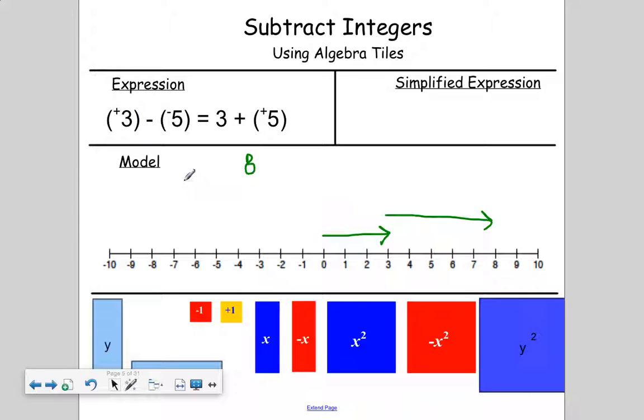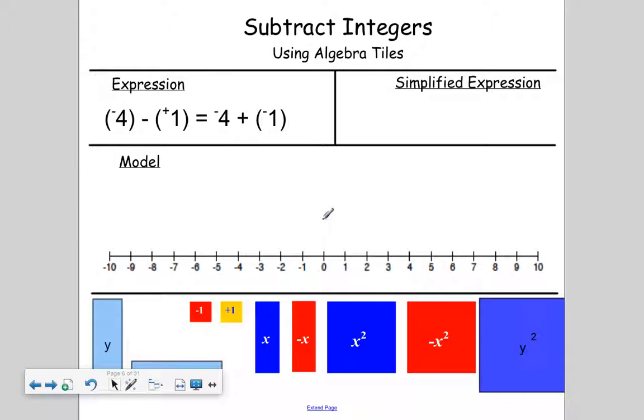So, how can I rewrite this using an additive expression? I kept the 3. I turned the subtraction to an adding. And what's the opposite of negative 5? 5. So, 3 minus negative 5 is equivalent to 3 plus 5.